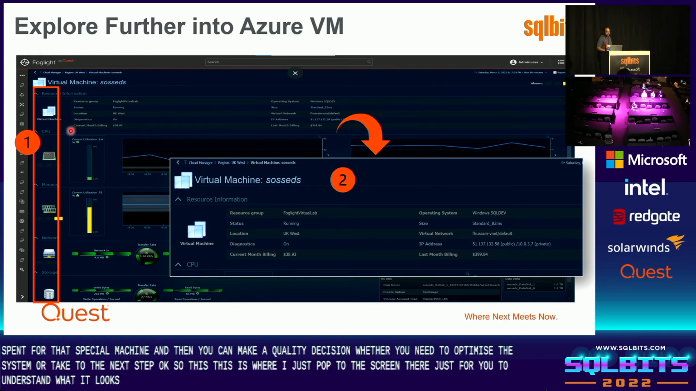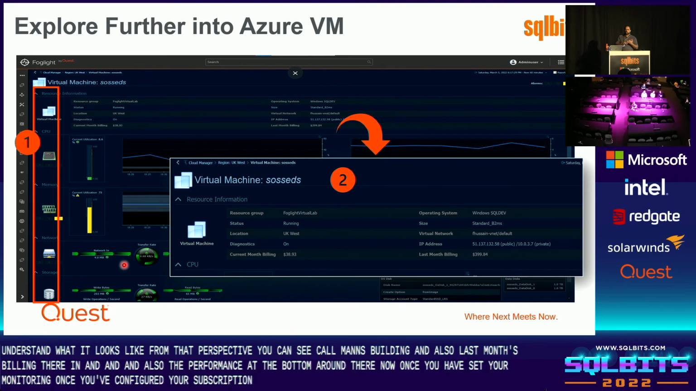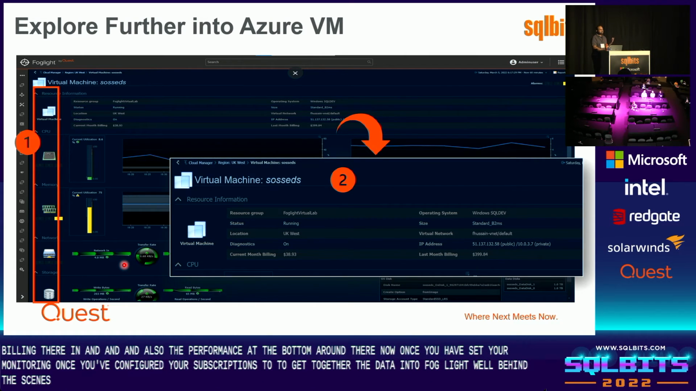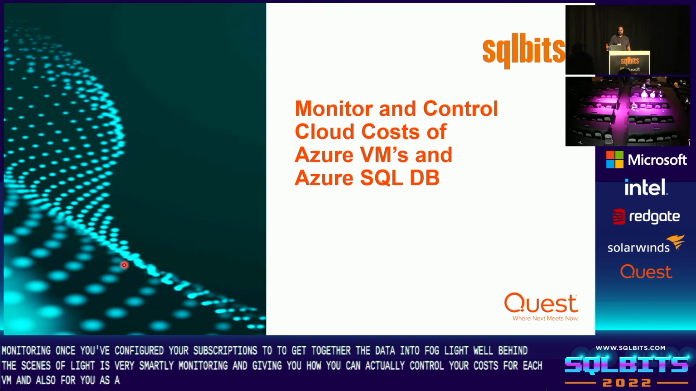Okay, so this is where I just popped up the screen for you to understand what it looks like from that perspective, where you can see current month's billing and also last month's billing, and also the performance at the bottom. Now, once you have set your monitoring and configured your subscriptions to gather the data into Foglight, behind the scenes Foglight is very smartly monitoring and showing you how you can control your costs for each VM and also for your Azure SQL databases.